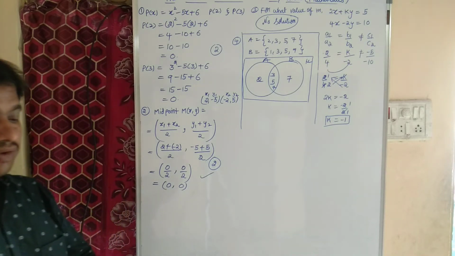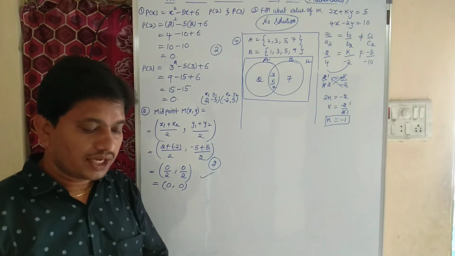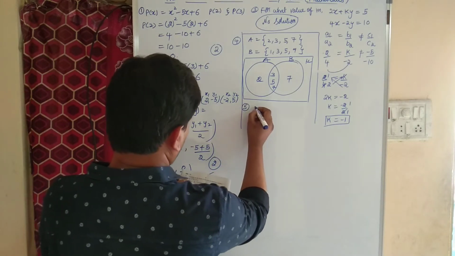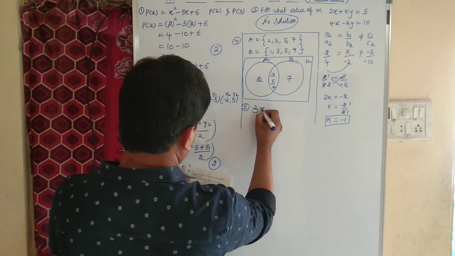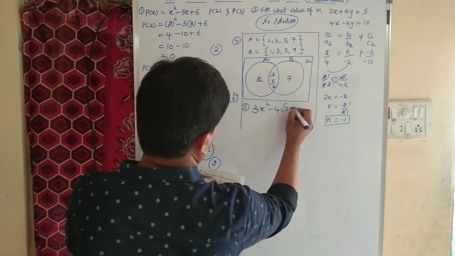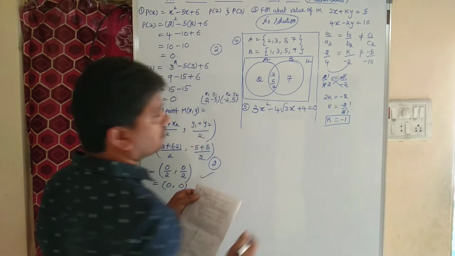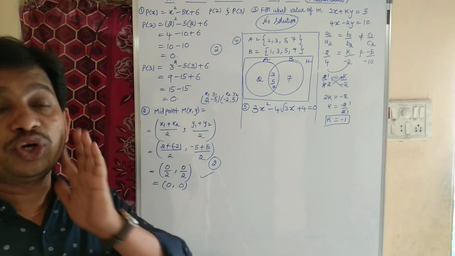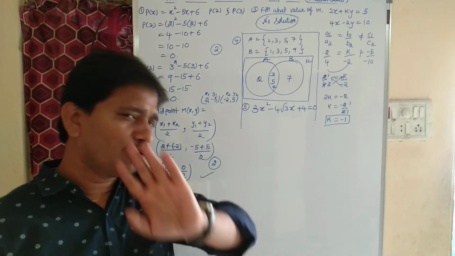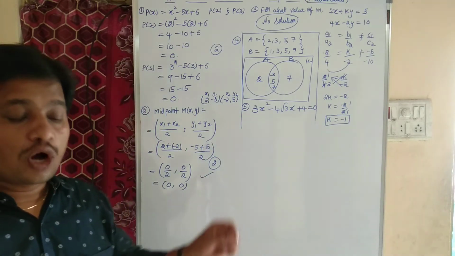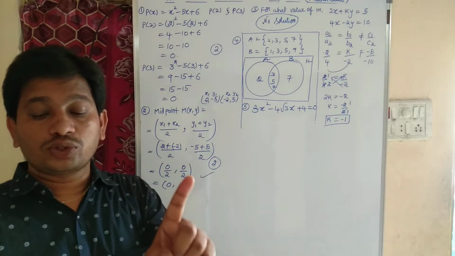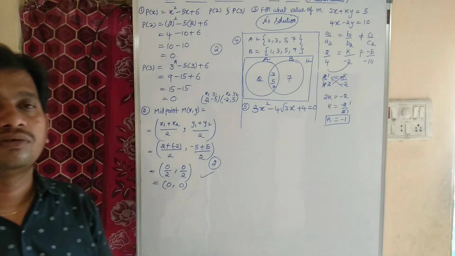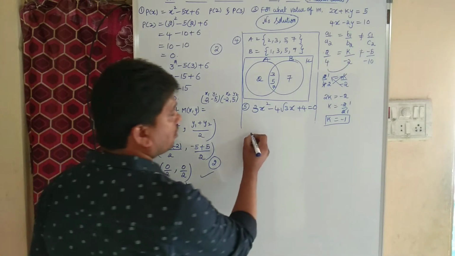Now coming to the fifth question: comment on the nature of the roots of the quadratic equation 3x square minus 4 root 3x plus 4 equal to 0. Once again I am repeating the question. Understanding the question is important. You need to read the question twice or thrice, then only you go with the answer. Nature of the roots of the quadratic equation means what we need to find?